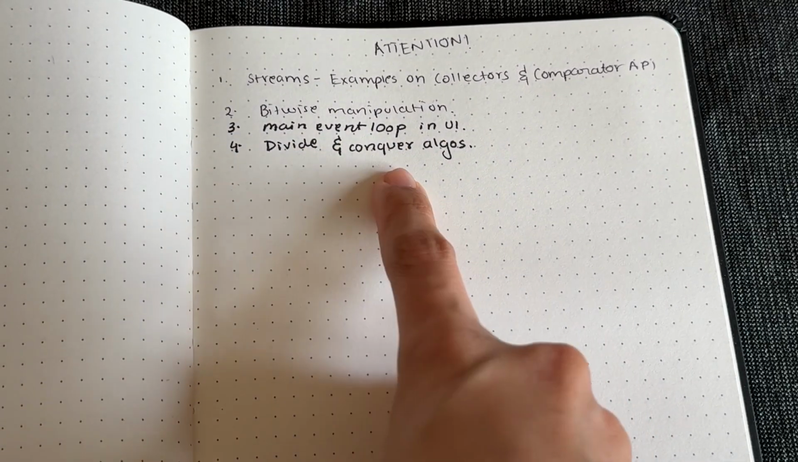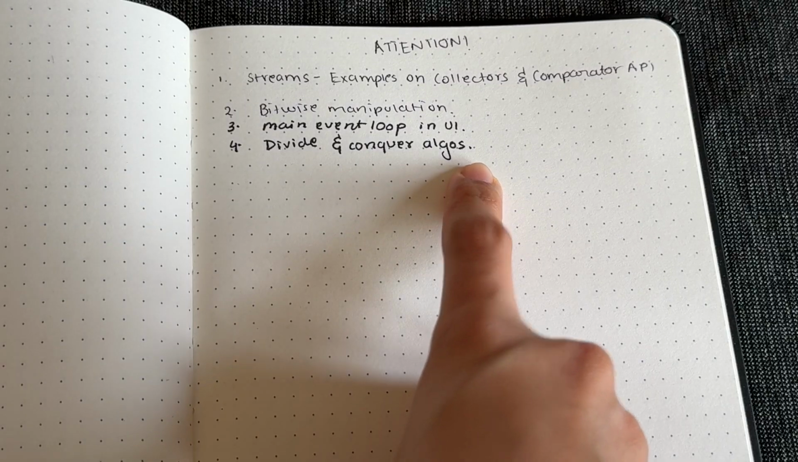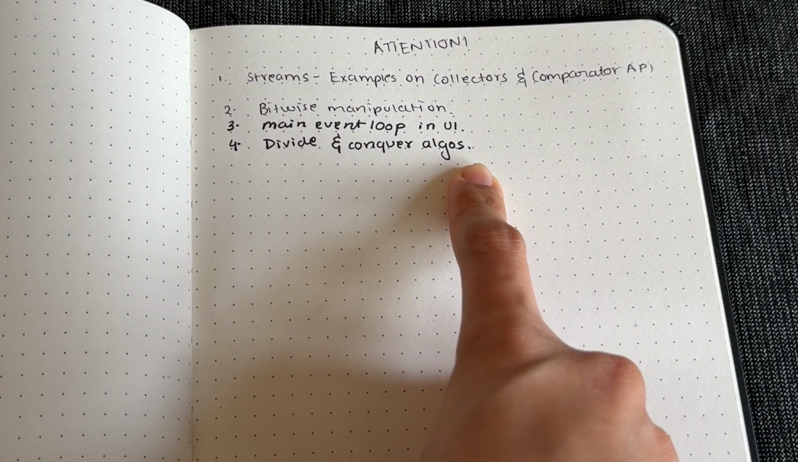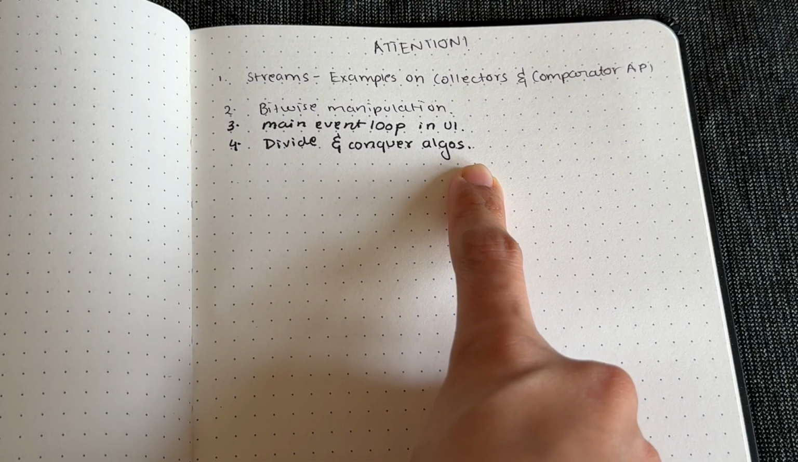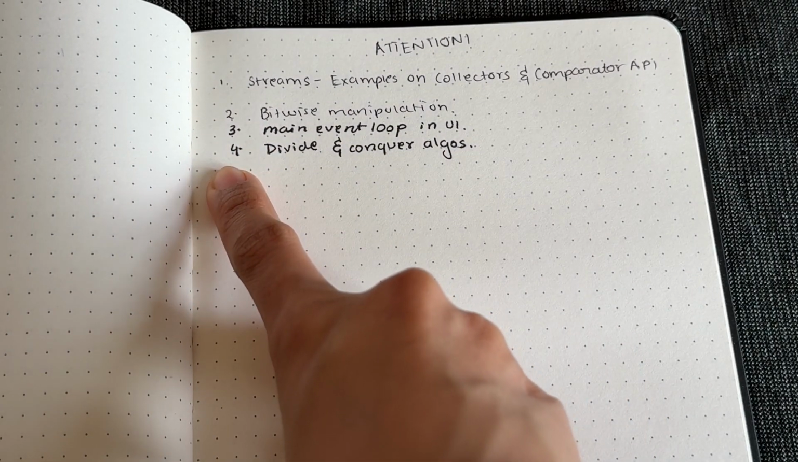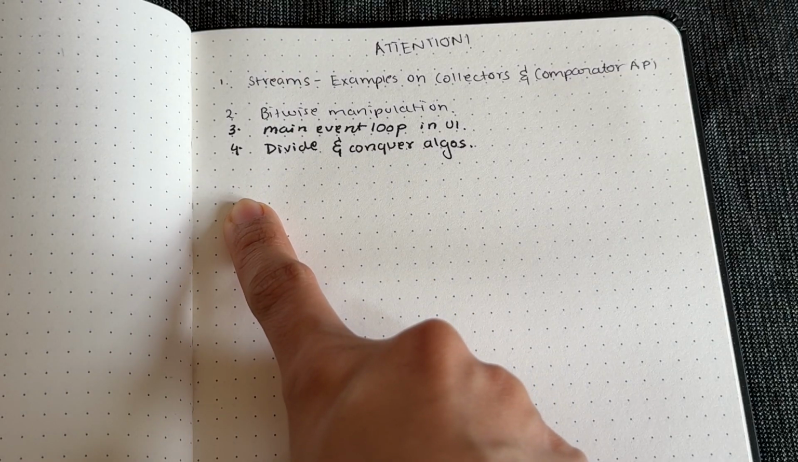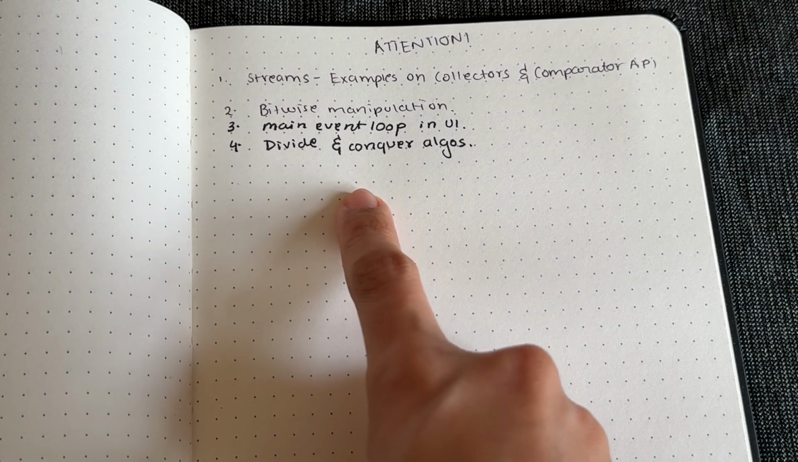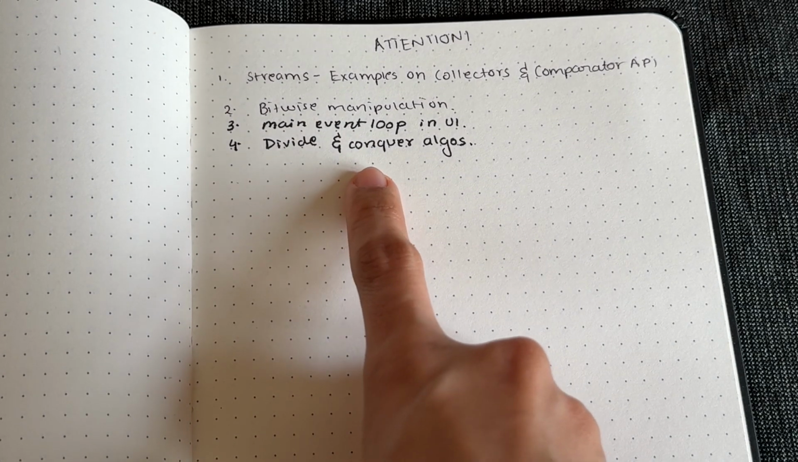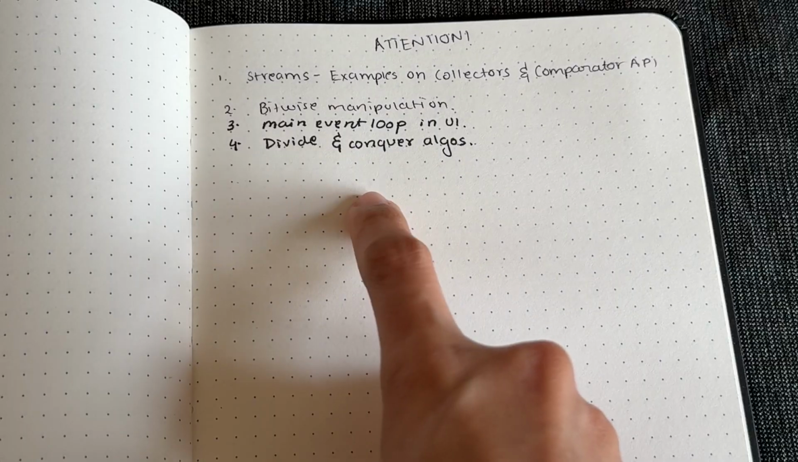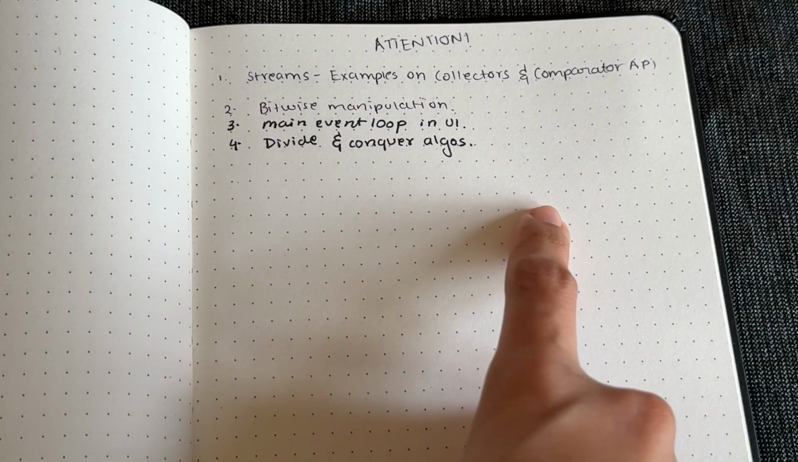And fourth is divide and conquer algorithms. I had read one while solving, but I found it difficult, so I need to solve those. And there is also a fifth point, which is that I need to write the code on locks. I have just read the book. I need to write the code for it. So that's it for the attention section.